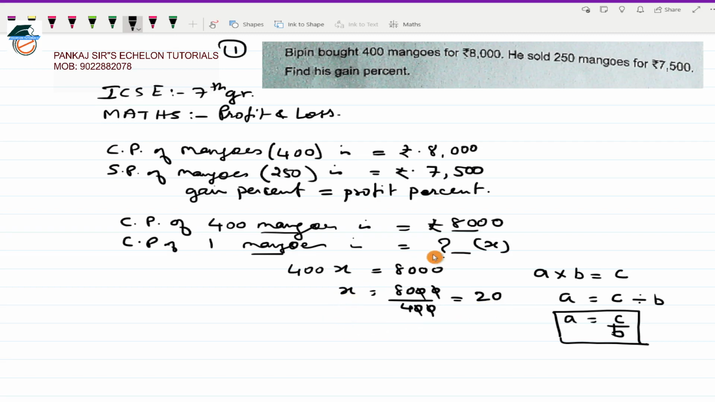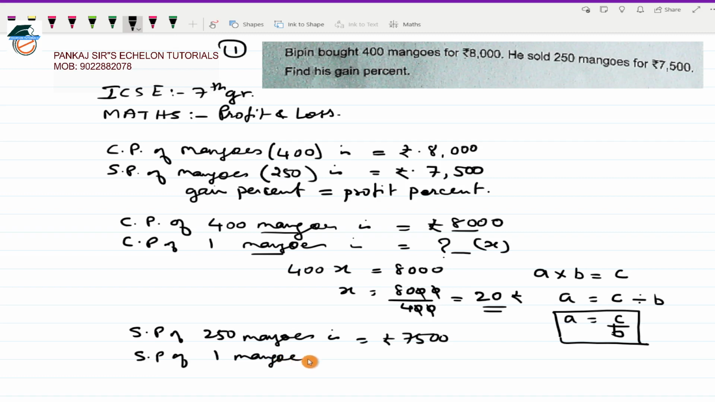X is what? It is the cost price of one mango. So you get cost price of one mango as rupees 20. I'll write here 20 rupees. Same way, I'll find out the selling price of one mango. Now you know that selling price of 250 mangoes is equal to rupees 7,500. That is given. But now you want to find out selling price of just one mango. That will be equal to what? Question mark. This question mark you can take as X.